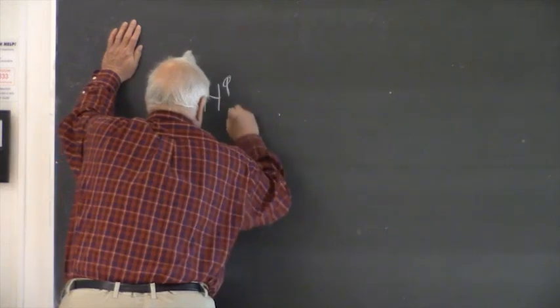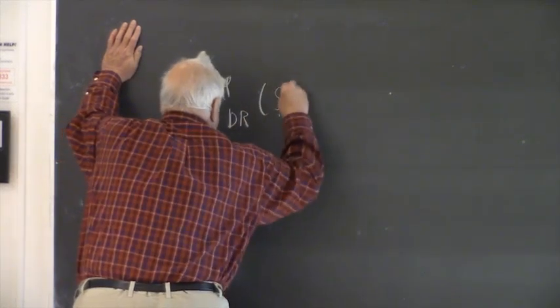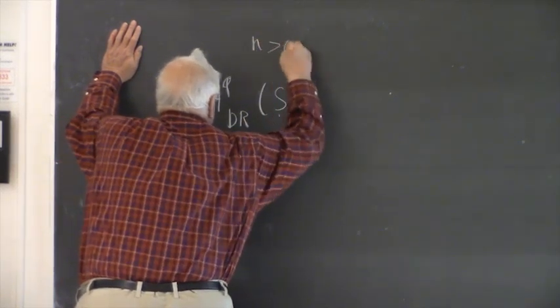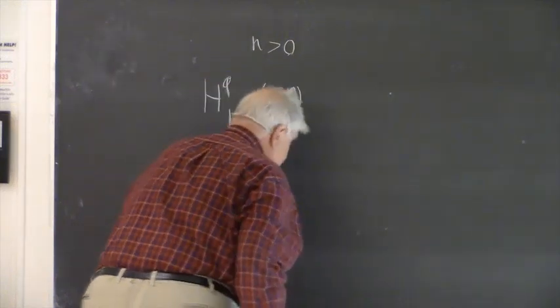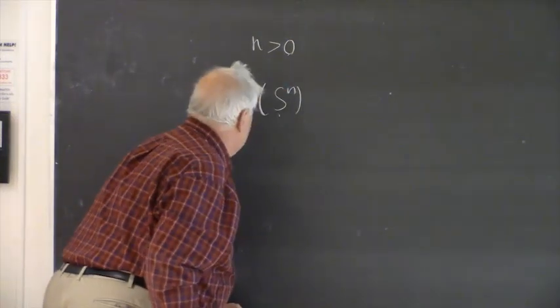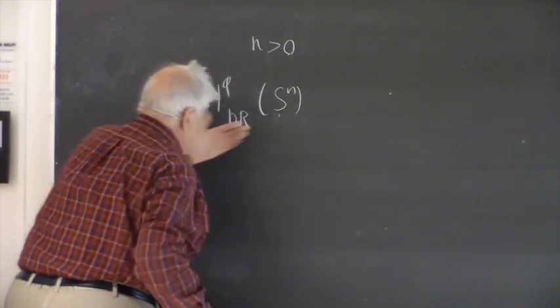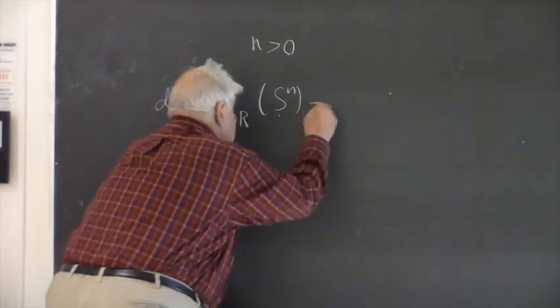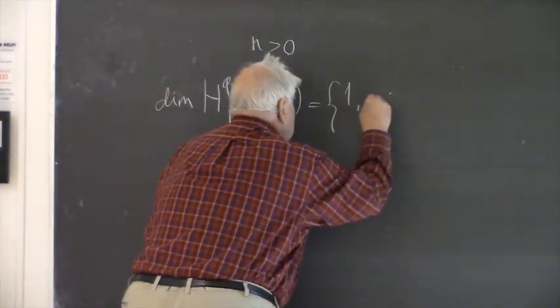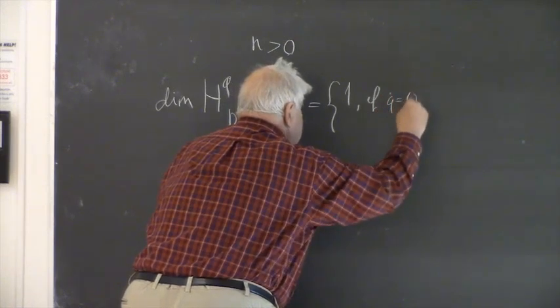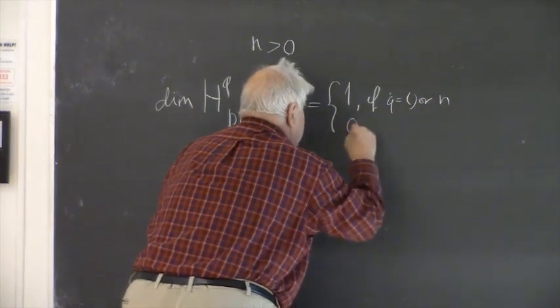The de Rham cohomology of the sphere Sn, n is an arbitrary positive integer. The dimension of this, because this is a vector space, is 1 if q is 0 or n, and 0 otherwise.